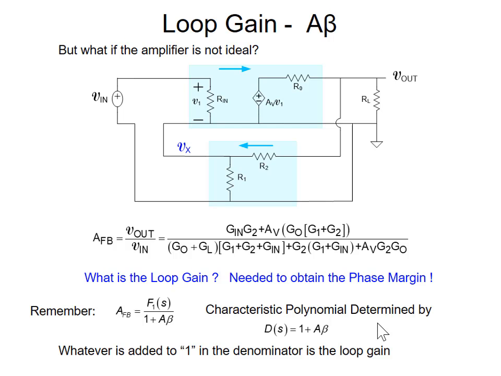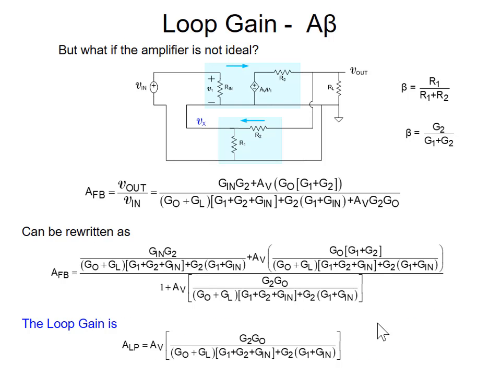So if we divide through by that big long term here, we finally find that the loop gain is the product of AB and this term here that involves a whole bunch of, it involves input impedance and output impedance and the resistors in the beta network and so forth. So here's the loop gain.